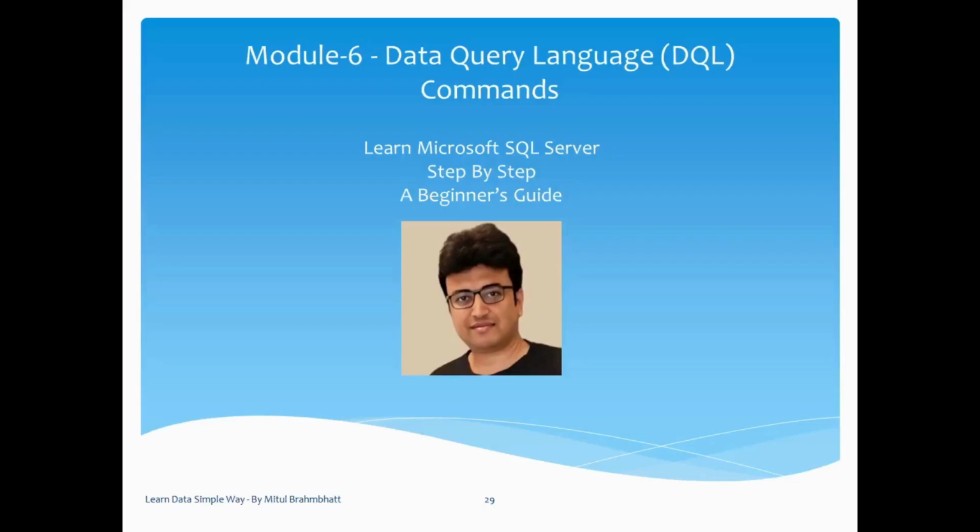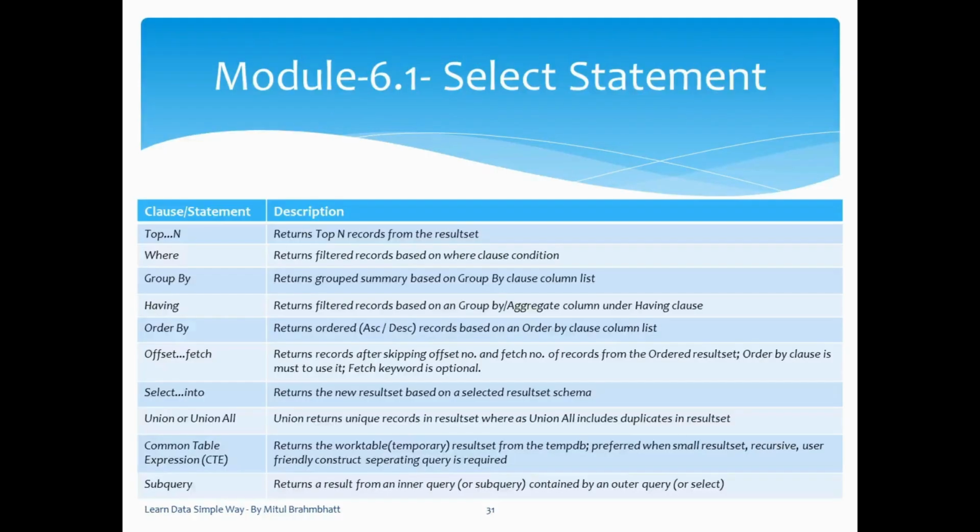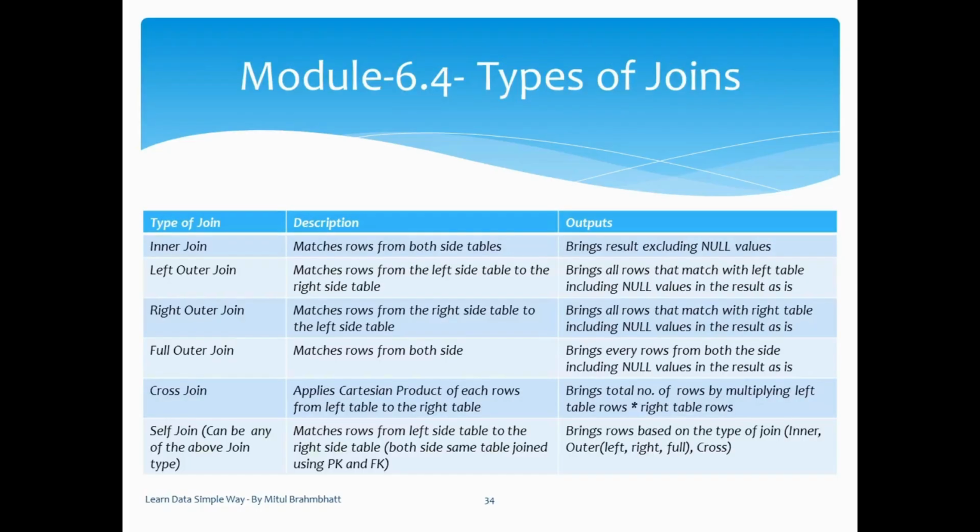Today we'll be covering module number 6.4, which is types of joins. I will be covering the inner join, which is like matching rows; the left outer join, which returns the matching rows from the left and the right side table data; then the right outer join, which will be like matching rows from the right side table to the left side table; then the full outer join, which will be just bringing up all the records from the left table and the right side table.